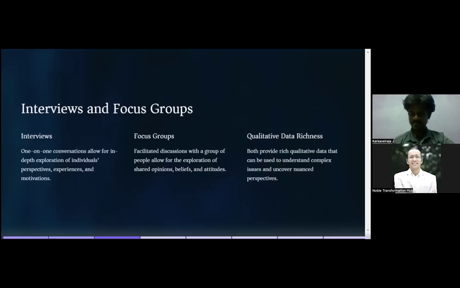Then you have quantitative data. Both provide rich quantitative data and can be used to understand complex issues, uncovering different perspectives. See, the main objective is whether you are able to understand and get different perspectives on the problem statement, so that you consider them for your research. It's not that you got a project or problem statement, you just talked to one or two people, collected data, and then started building the project.